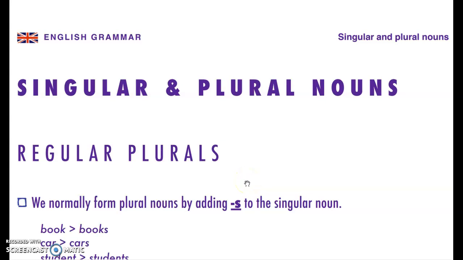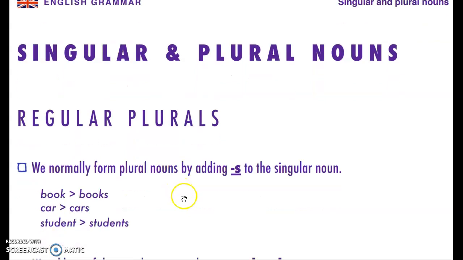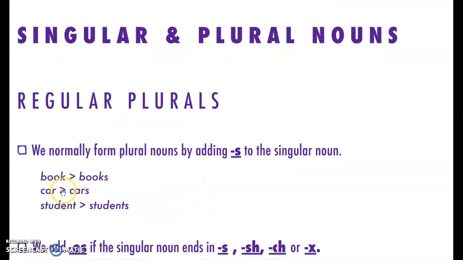In this presentation, we are going to study how to make plurals. We normally form plural nouns by adding s to the singular noun. For example, book, books, car, cars, student, students.